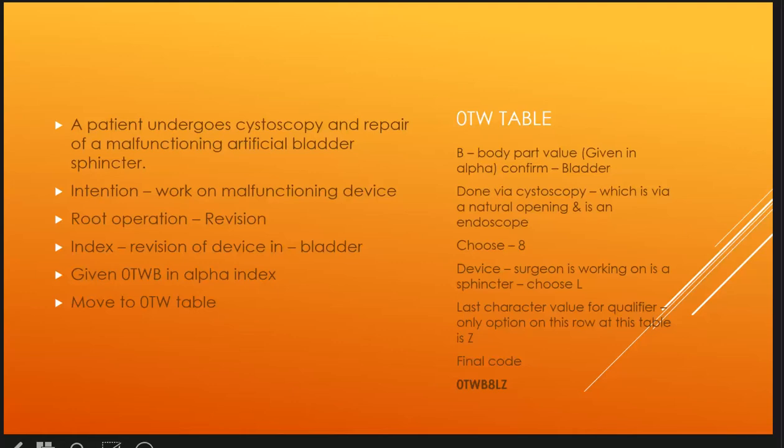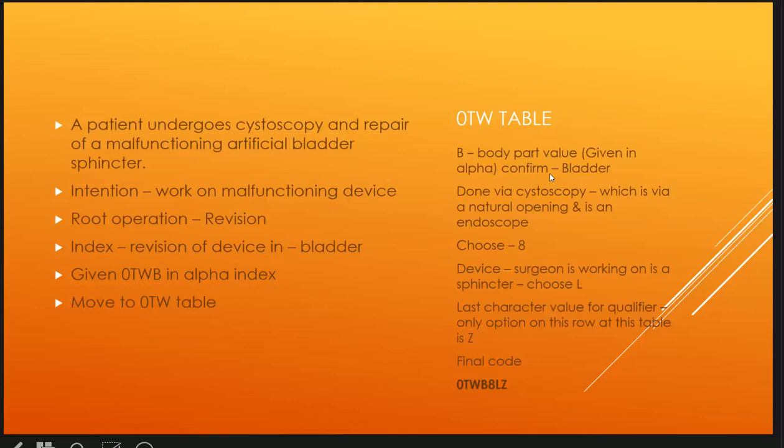We index by the main term of revision in our alpha index, revision of device in, and then the subterm would be the anatomical location, which is bladder. We are given then 0TWB in the alpha index. We move to the 0TW table. You can confirm your body part value, which you were given in the alpha.